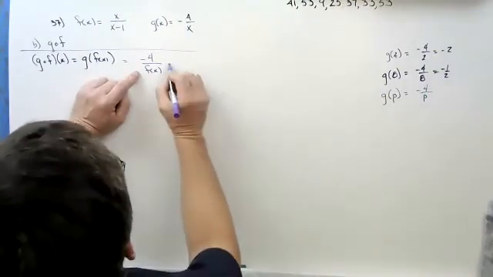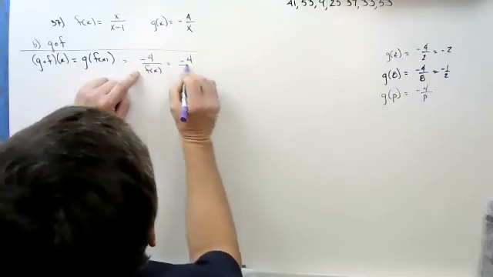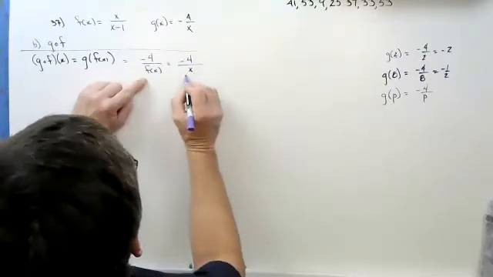Now, what does that mean? That means we get negative 4 over, and now we're going to put x right here.